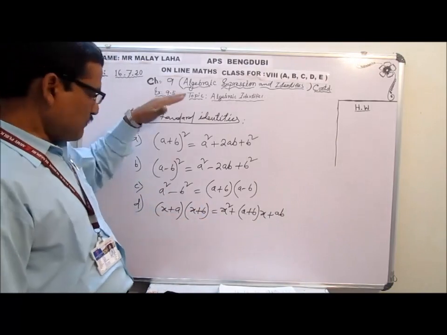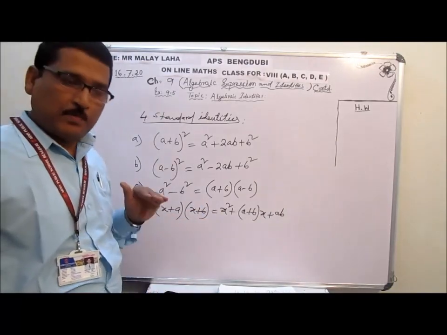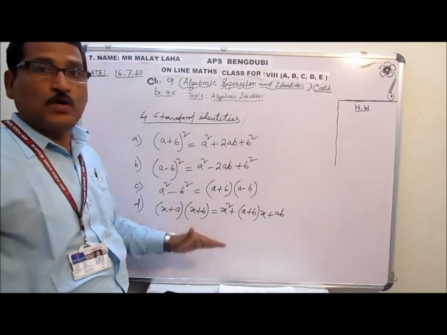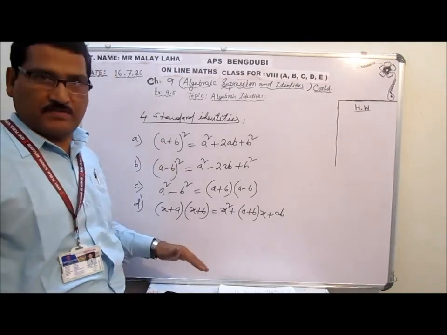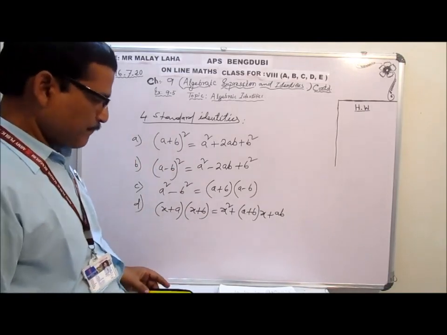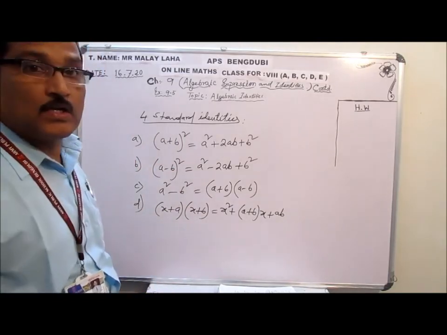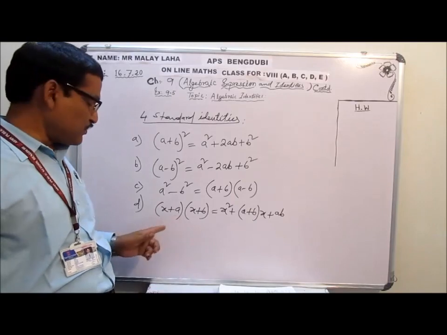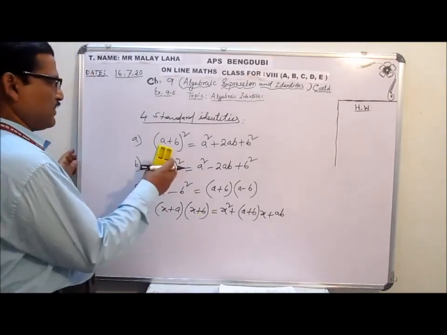Okay, these are the 4 identities you have to memorize by heart, and you have to prove mathematically. It is like that. Okay, clear? Now, what are the other identities you have to learn in addition to these 4 identities? So I am giving you. You will write down.